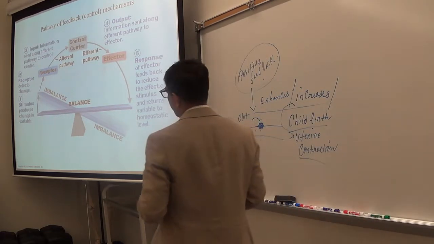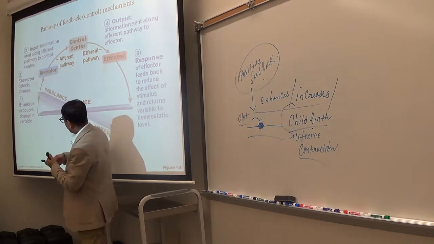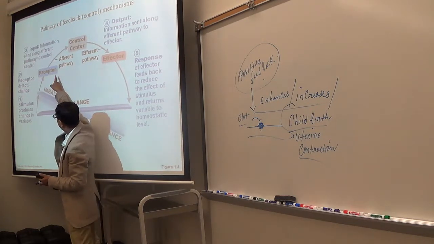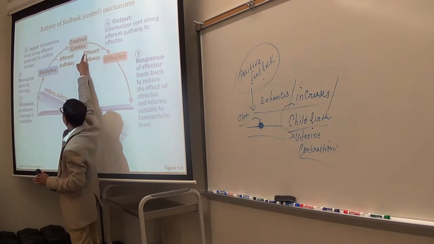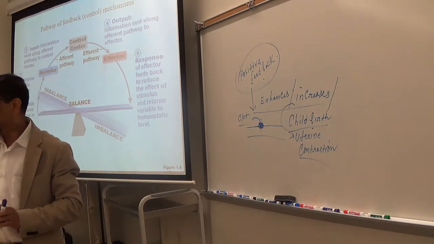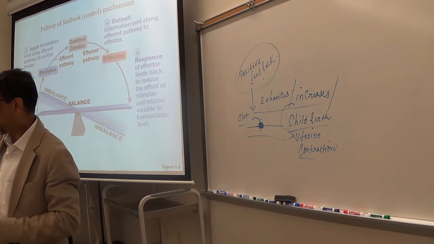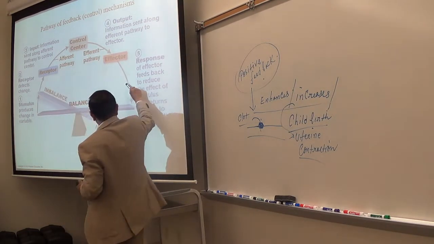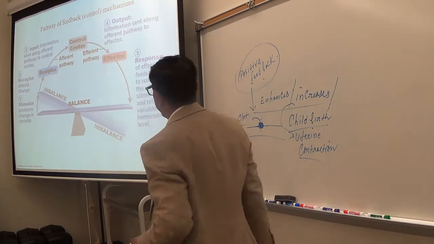So here you see that this is the normal body function. If that function changes, imbalance occurs, then receptors will detect that, right? Receptors will detect. Then they will send a signal to the control center. The control center will interpret or analyze that signal, right? How much increase or how much decrease, right? That should be decided by the brain. And it will send the command to the effector. And the effector will perform the action. Okay, task.